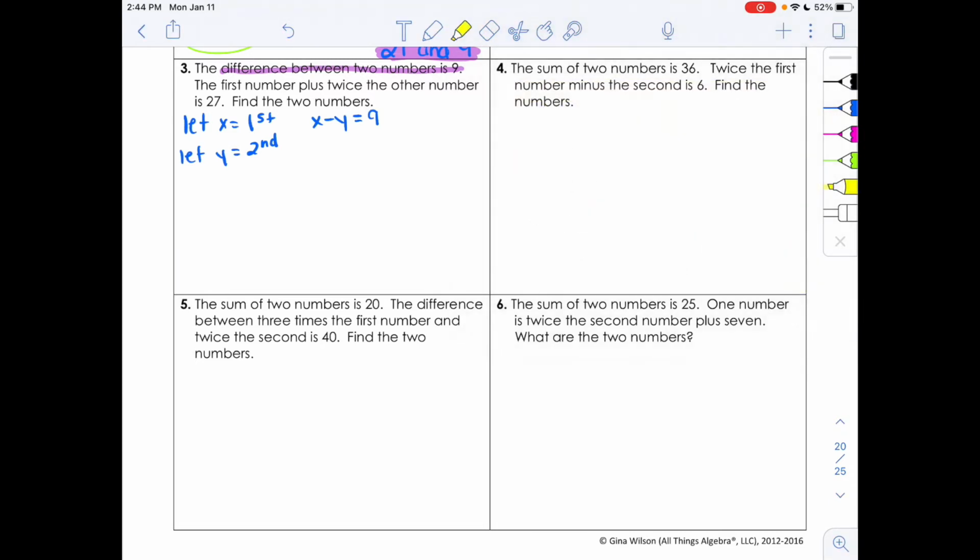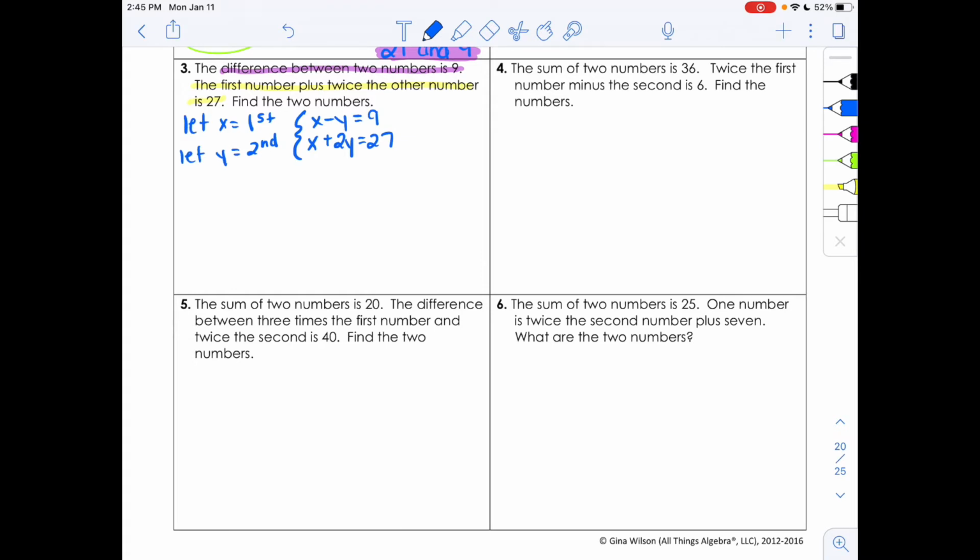The other part says the first number plus twice the other number is 27. So I've already labeled my first number as x, plus twice means to multiply by 2, so twice the second number, which is y, equals 27. So now I have my system, and I can either use substitution, elimination, or graphing to solve it. I'm going to use elimination.